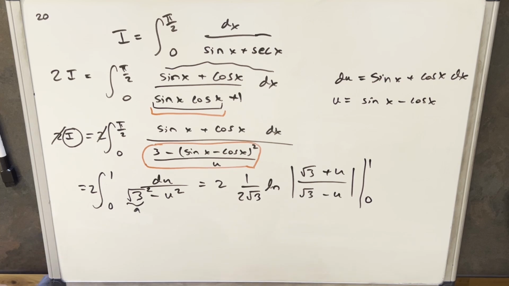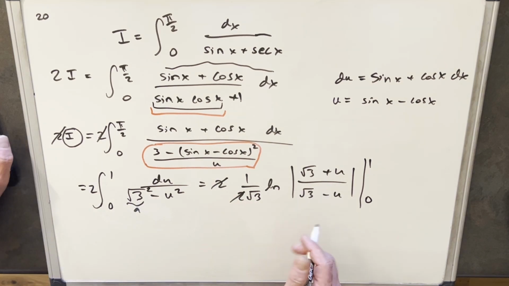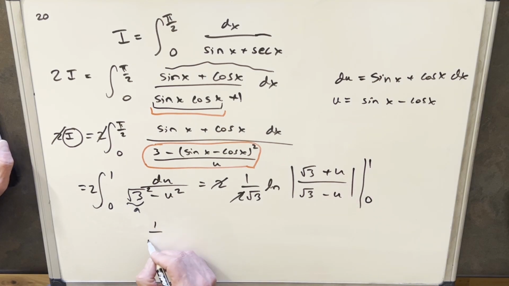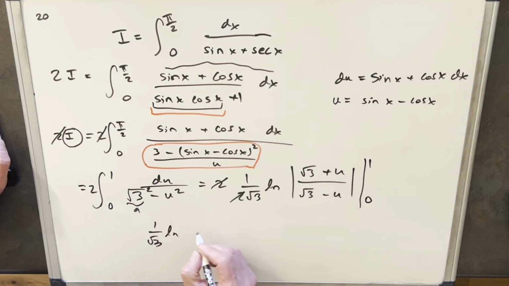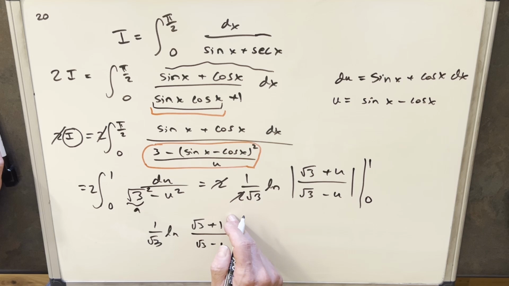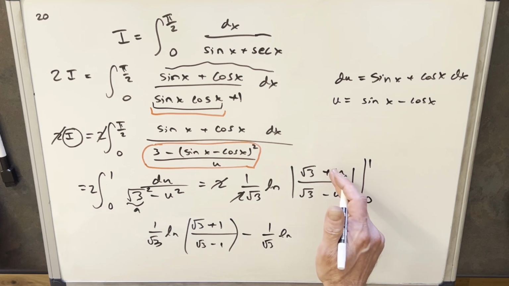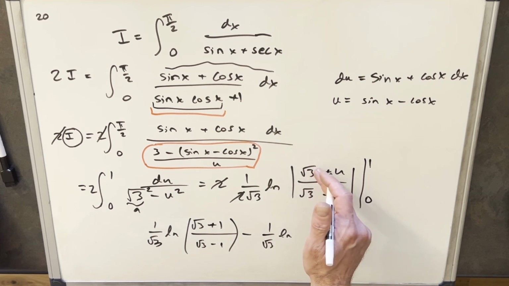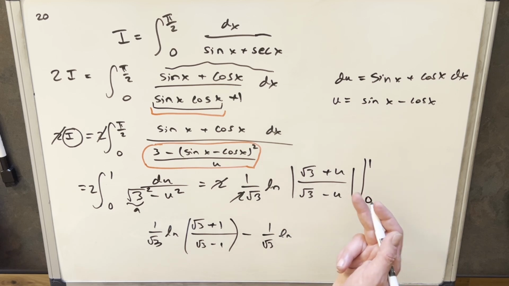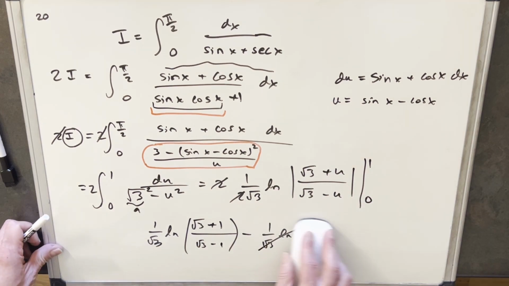Now I'm going to cancel these 2's, right? So we just have 1 over square root of 3 in front. So then next let's evaluate at 1. So we're going to have 1 over square root of 3, natural log, then we're going to have square root of 3 plus 1 over square root of 3 minus 1. And both these are positive, so I'm just going to drop my absolute value. Then next we'll have evaluating at 0. This is actually going to, when we plug 0 in for u, we're just going to have square root of 3 over square root of 3, which is 1. Natural log of 1 is just 0. So I'm just going to remove this piece.